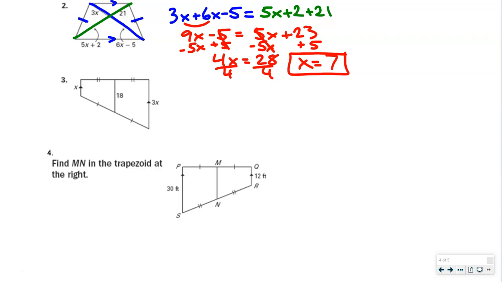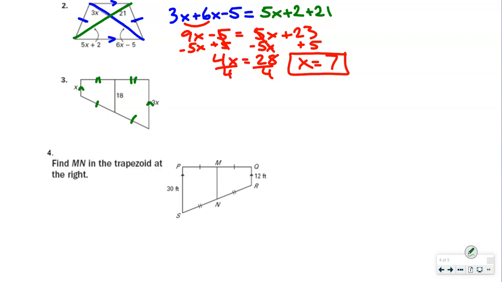So looking at this trapezoid, we see it's a quadrilateral. It's a trapezoid because our bases are parallel. Got the little arrows there. We want to know what the base lengths are, or what x is. 18 is our midsegment. I know that's a midsegment because it separates my legs into 2 equal parts. Those 2 segments are congruent, so this midsegment is bisecting that leg, and it's also bisecting the leg over here. So it is a midsegment.